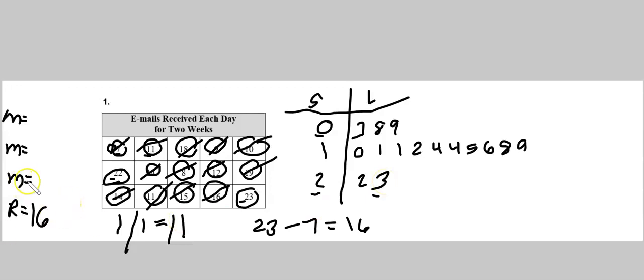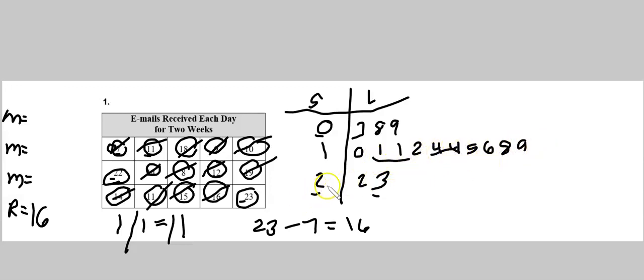The next one I'm going to do is the mode, the number that I see the most. So I'm going to go through each of the different sets of stems and leaves and see if there's any leaves that repeat themselves on a given stem. So if I look at the stem of 0, I have 7, 8, and 9. Nothing repeats itself. If I look at the stem of 1, I have 0, 1, 1, 2, 4, 4, 5, 6, 6, 8, and 9. So I see that there are 2 1s and 2 4s.